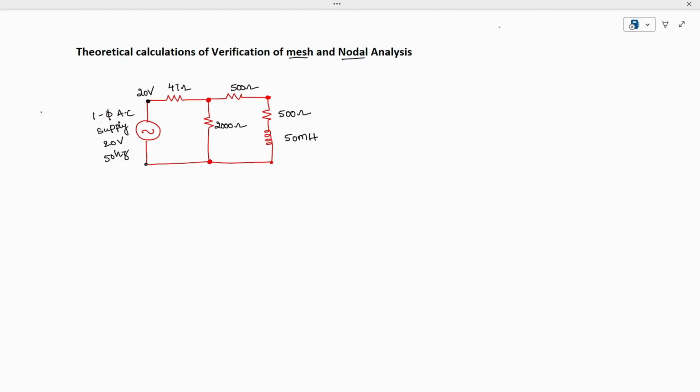Initially, let's mark this node as an unknown node, Vx. Why? Because the voltage at this point is 20, which is known; the voltage at this point is not known. If you find the voltage at this point, then you can find the current in the 47 ohm branch. I am marking this current as I1, this current as I2, and this current as I3. So when you apply nodal analysis here, all these currents should sum to zero. That's how we can verify the nodal analysis. Now let us try to solve the problem.